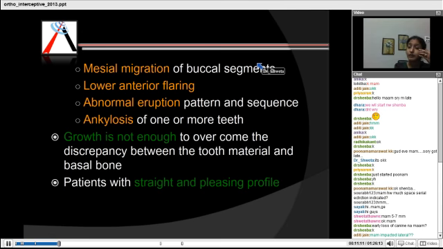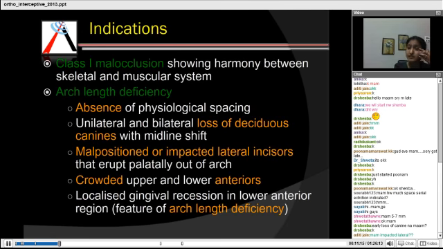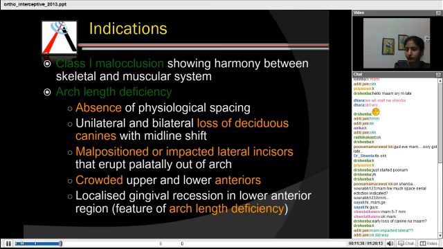See Aditi, when your permanent laterals are impacted, okay, that means there is no space for the laterals to come. The space is so less in the anterior arch area that even after your primary lateral incisors have fallen off, there is no place for the permanent lateral incisor to come. So it has got impacted. Okay, clear? Yeah.